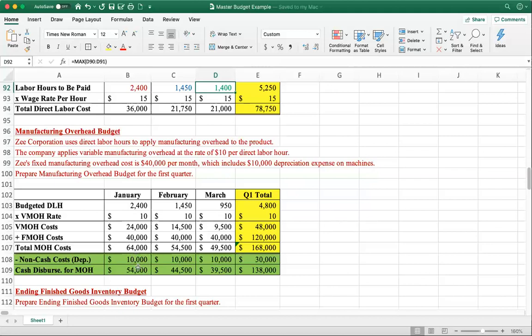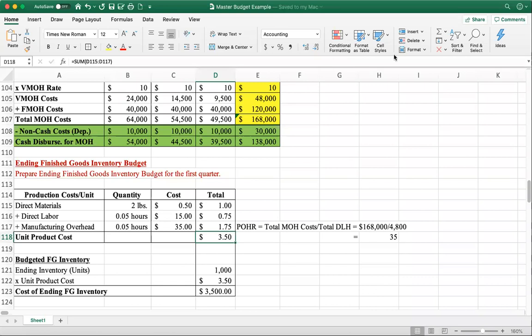So for January it was 64,000, we subtracted non-cash outlay 10,000, so we got 54,000. This goes in the cash budget, right? This is the cash disbursement for manufacturing overhead cost. So this is going to enter in your cash budget. Then we have February's 44,500, and then March 39,500. So for the whole quarter is 138,000 when you sum it up, so this last row 109,000 will be used for cash budget, total manufacturing overhead cost, or row 107 will be used for your balance sheet for calculating cost.